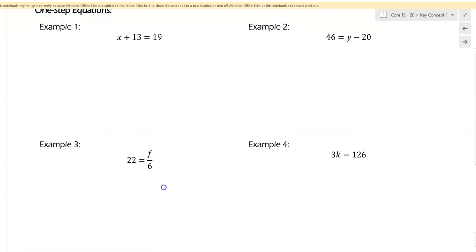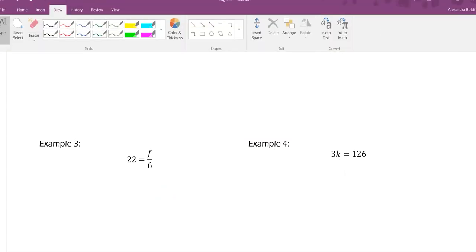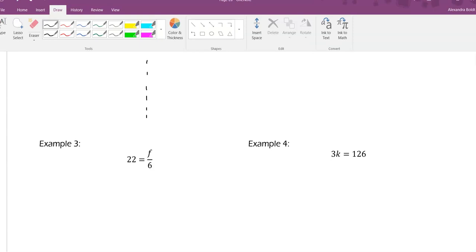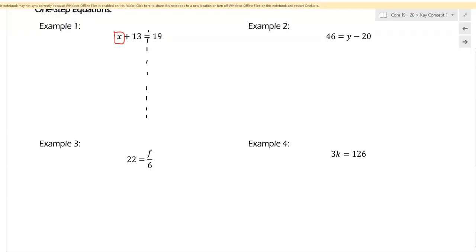The first examples we're going to look at are one-step equations. These are equations that have one step to them. Again, our first thing to do is locate the variable. I like to draw a line through my equal sign so I can tell what side is the left side and the right side of my equation. So right now x and 13 are on the left side. I need to get rid of that 13. Since it's being added, I'm going to do the opposite and subtract 13. And anything I do to one side, I have to do to the other side of the equation. They cancel, and I'm left with x equals, and 19 minus 13 is 6.